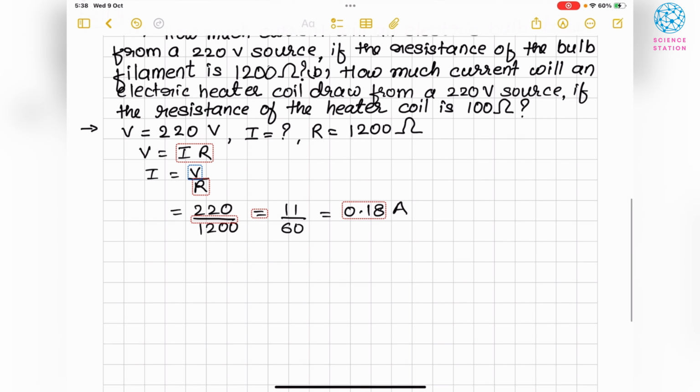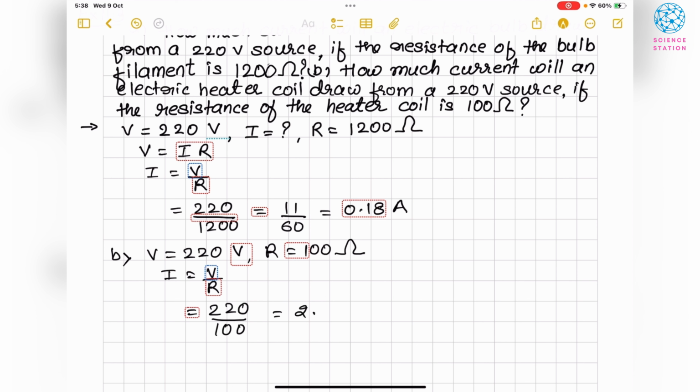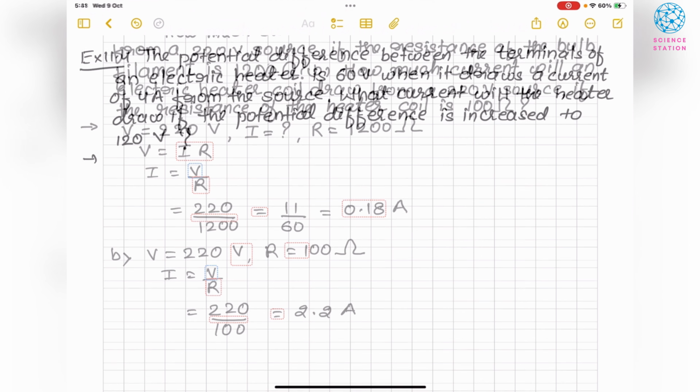Now moving ahead in the B part, it is said V equal to 220 volt, R is 100 ohm. So again I equal to V by R. So that will be volt is 220 upon resistance is 100. So this will directly come to 2.2 ampere. So I got both the answers.